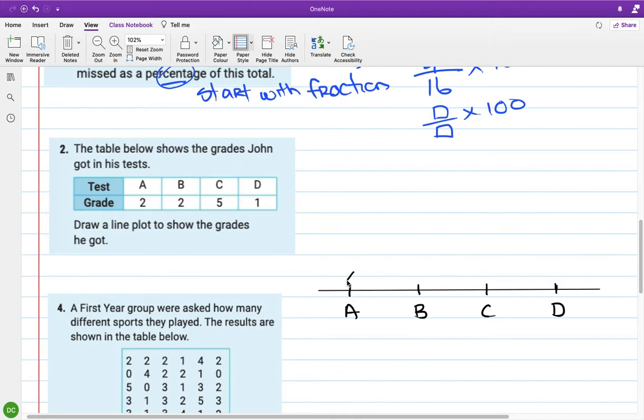There was 2. So I'm going to put 1x on this line and 1x on this line. B is 2, so 1x on this line, 1x on this line. See, so I'm keeping them in line. C is 5, so 1, 2, 3, 4, 5. And then D is just the 1. So there's my line plot. So these are all the same distance apart. That's important. And all of my first x's are in a line together. All of my second x's are in a line together, and so on. So the distance in between here needs to be the same as well. Okay?